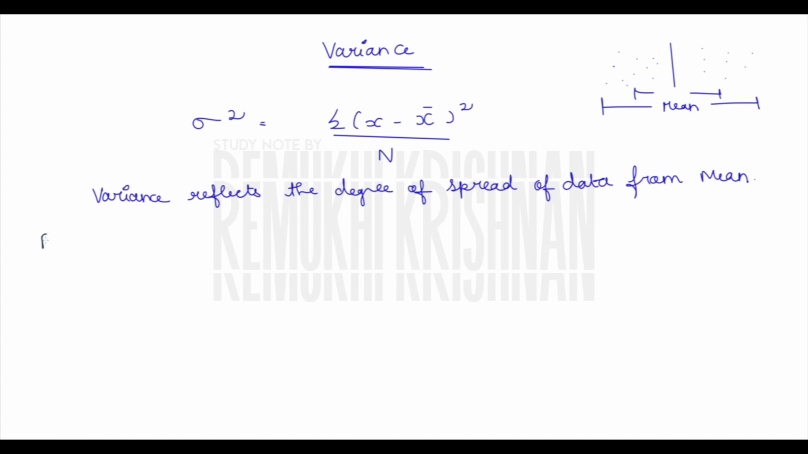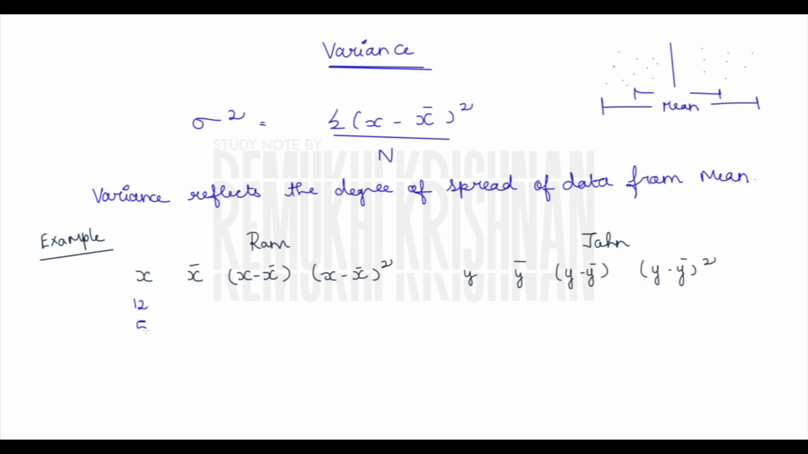Okay, let us look into it. With the help of an example, we can understand it easily. Let us take two persons, Ram and John, and compute the variance for Ram and John. These 12, 5, 14, 6, 8 are the working hours of Ram in a week of 5 days.